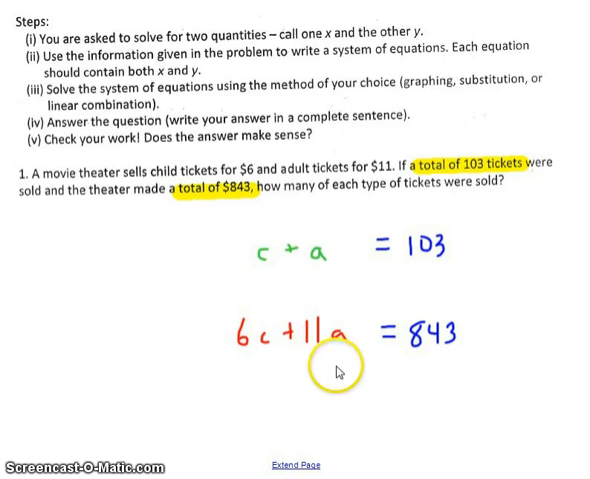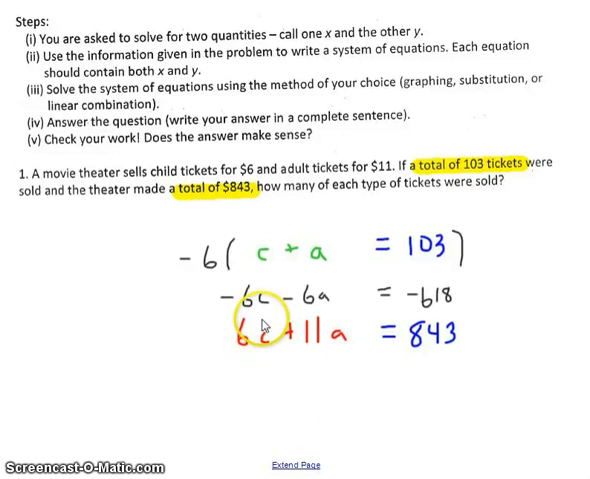Both equations have matching letters in them. So now I can use one of my methods, graphing, substitution, or linear combination, to solve them. Well, I would suggest in this one, or at least I chose to use linear combination. And I'm going to try to make the C's, the children, cancel out. So I'm going to multiply that top row by -6.